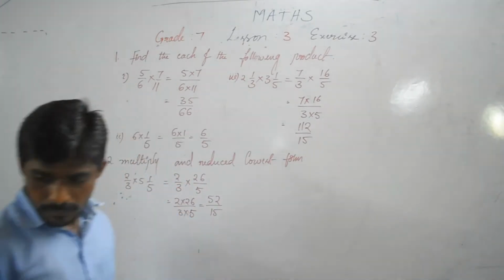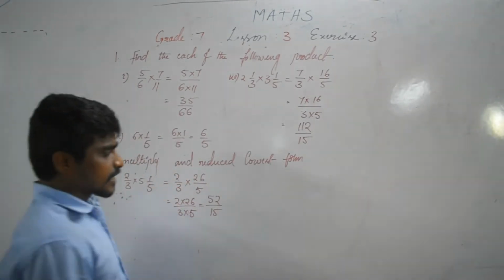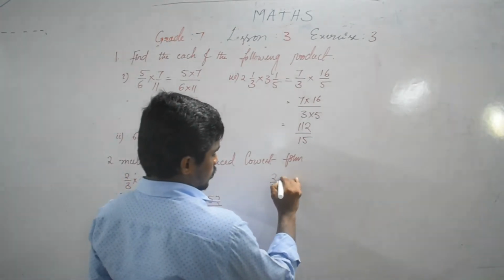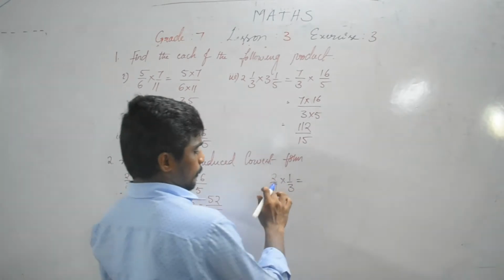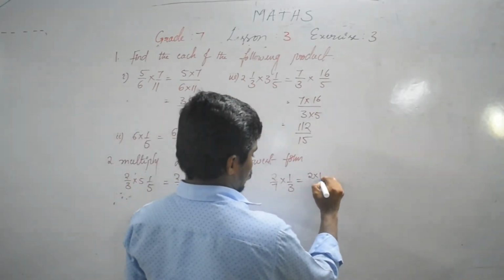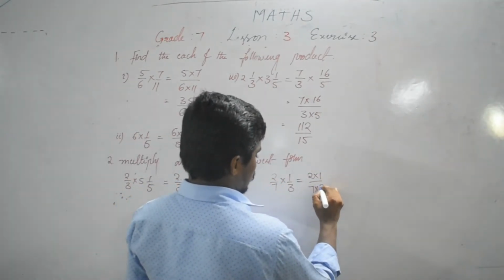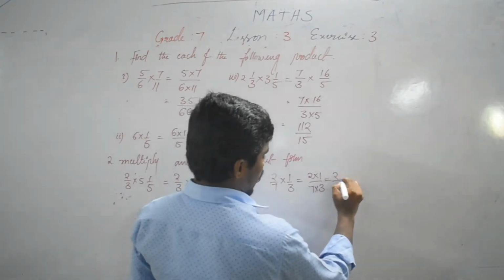Second one, 2 by 7 cross out 1 by 3. These both are your multiply. 2 cross out 1, 7 cross out 3. 2 by 21.